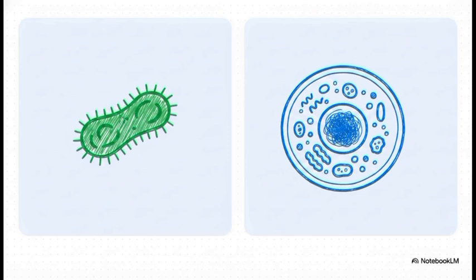Now, comparing that to eukaryotic cells, these are way more complex. They do have a nucleus, and they're packed with many internal structures to handle all that complexity. Both human cells and plant cells fall right into this eukaryotic bucket. So, simply put, prokaryotic means simple with no nucleus, and eukaryotic means complex with a nucleus.